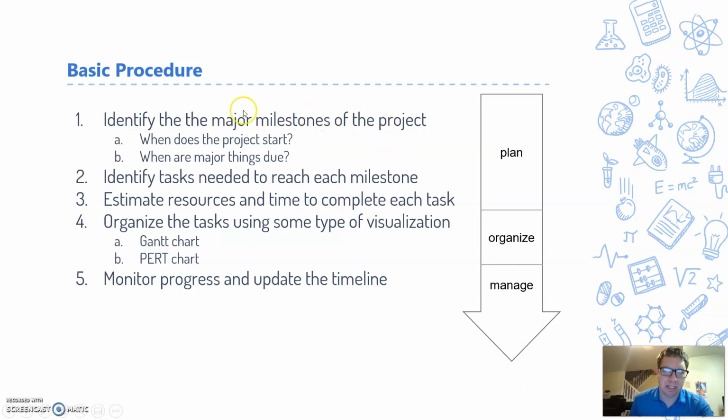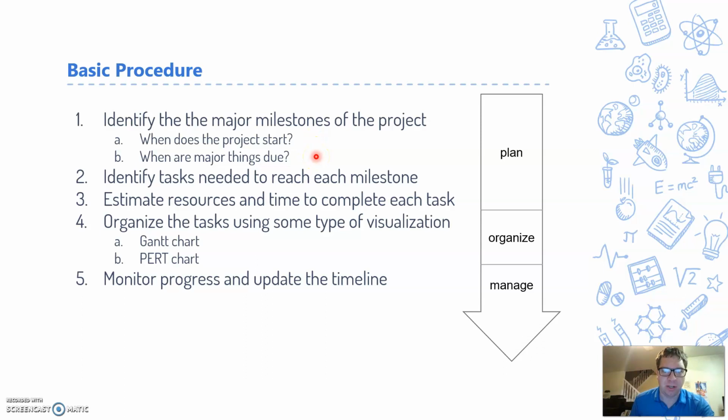So you can see those things we talked about. Let me get up a laser pointer here. So we have plan, organize, and manage, the three major things we identified in the previous slide. So planning involves finding out what those major milestones are. So when does the project start and when are things due?